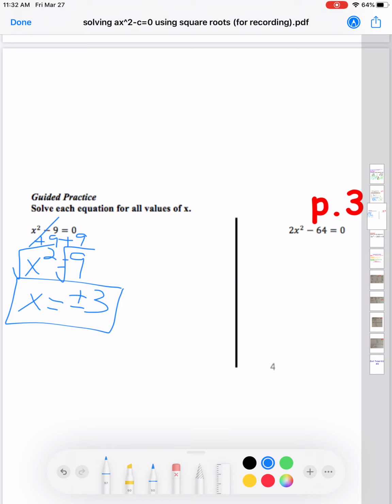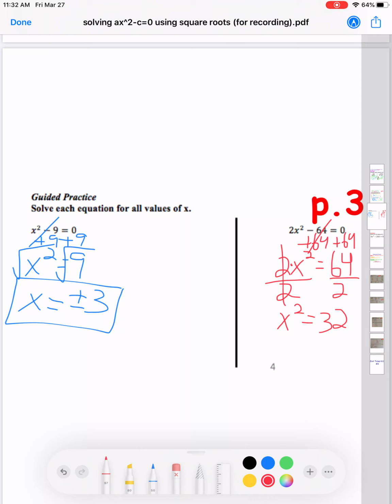Now, looking at the second question here, 2x squared minus 64 equals 0. Again, I'm going to start by moving that 64, so I'm going to add 64 to both sides. Bring down the 2x squared, the 64's cancel, and 0 plus 64 is 64. The next thing we have to do is move the 2. 2x squared means 2 times x squared, and the opposite of multiplying is to divide. So we're going to divide both sides by 2. And we're left with x squared equals 32.